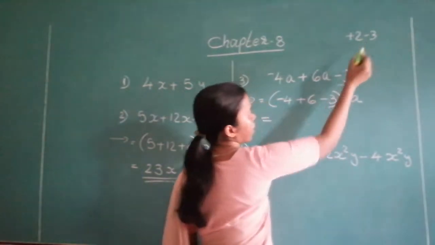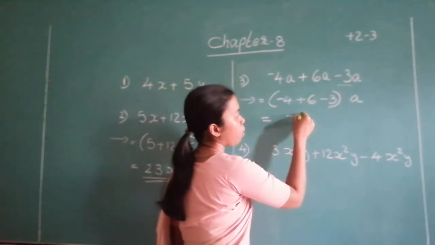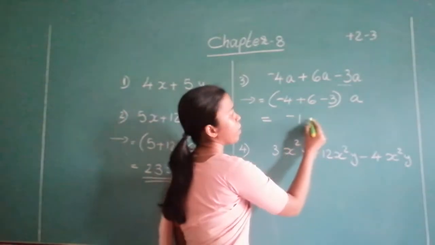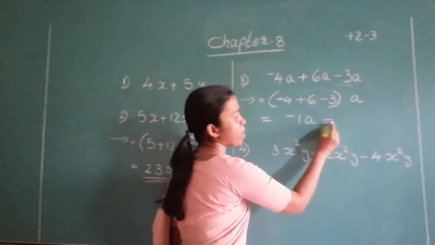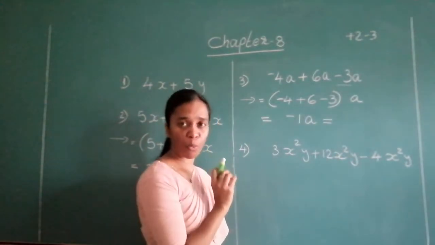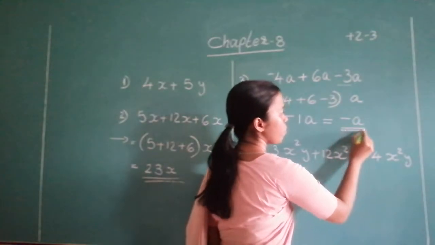What is the sign of the greater number? Minus. What is the difference between them? 1. What is the variable? A. Since the coefficient is 1, we don't write 1. So we write it as minus a.